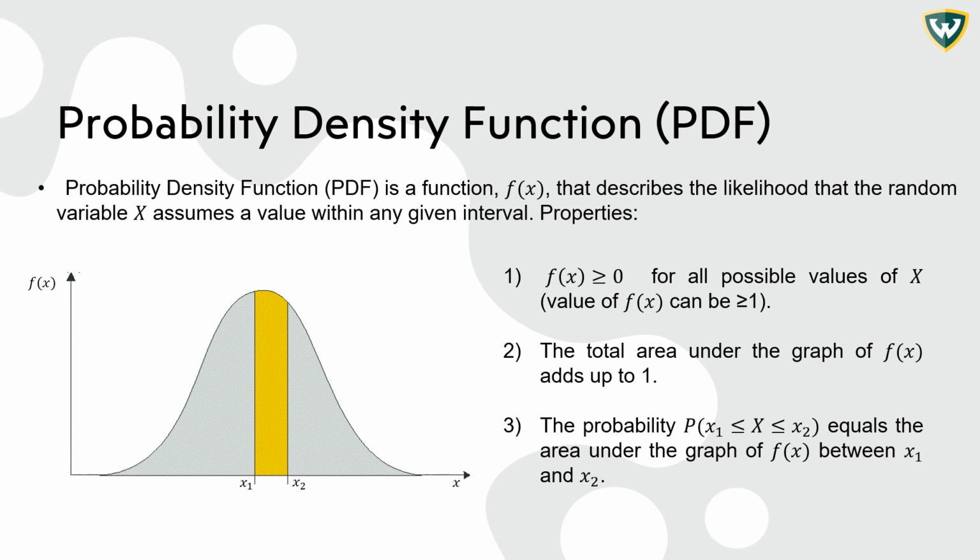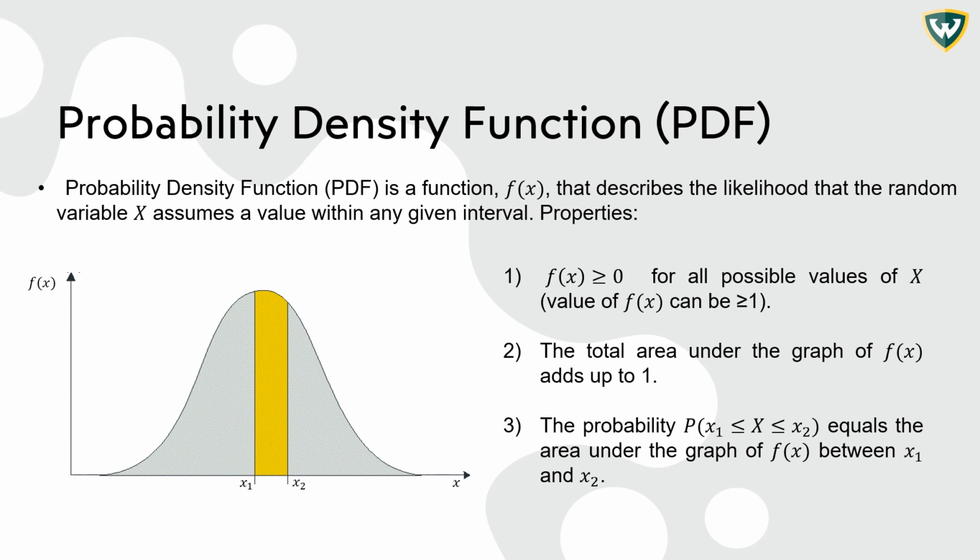It has several important properties that help to understand how probabilities are assigned to intervals of values rather than to specific values. First, the PDF must always be non-negative. This means that for any value of the continuous random variable, the probability density cannot be less than 0. The graph of the PDF always lies above the horizontal axis, representing the fact that probabilities cannot be negative.